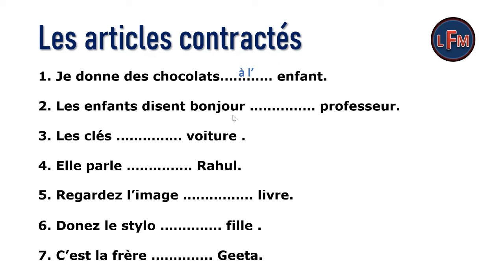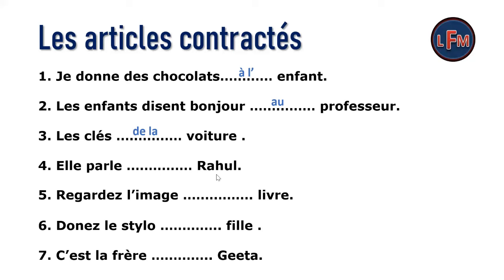Les enfants disent bonjour dash professeur. The children say bonjour to the professor. So we will use preposition à. Professor is masculine singular, so we will write au. Les clés dash voiture. The keys of the car. Here we will use preposition de because it is of the, and voiture is feminine singular, so we will write de la.